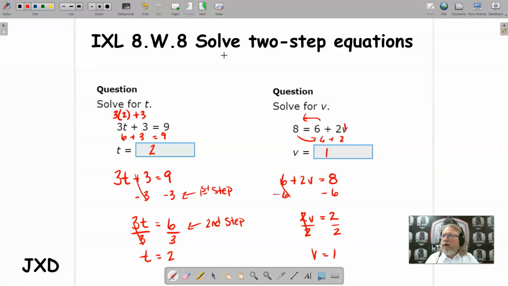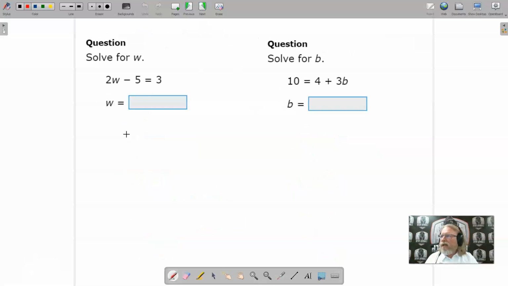v equals 1. On the next one, 2w minus 5 equals 3. So we need to deal with this negative 5 first, because remember that is actually 2w plus negative 5.